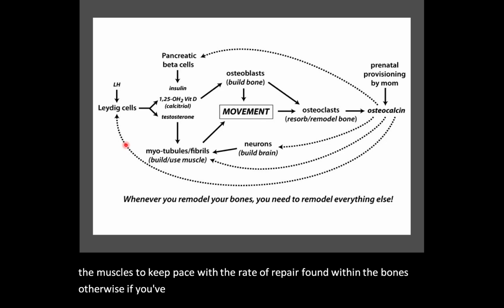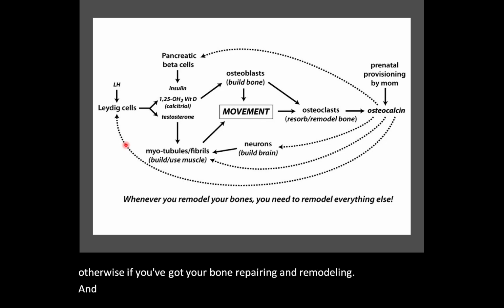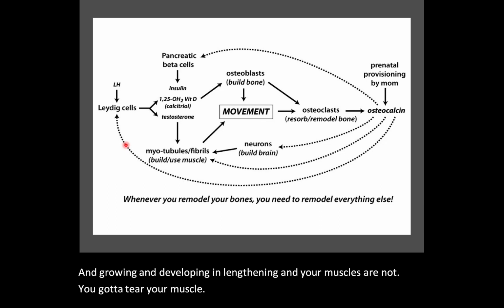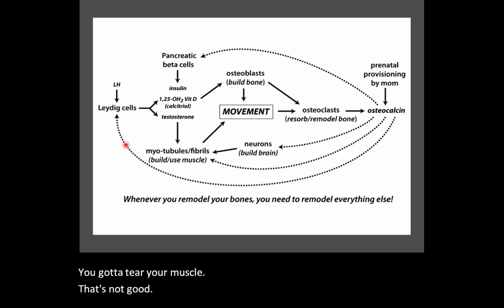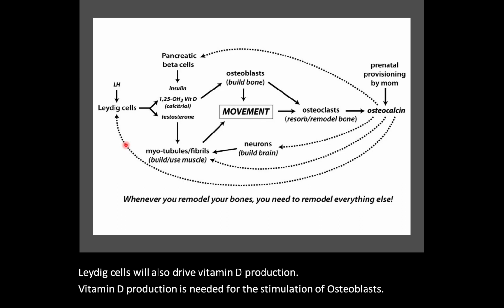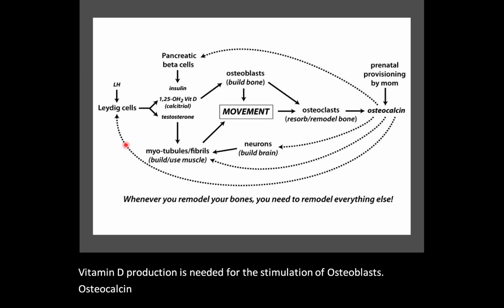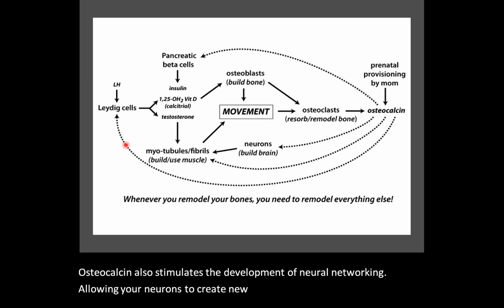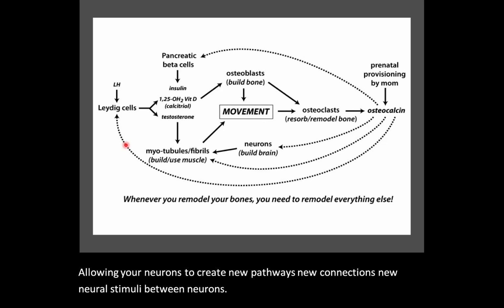Otherwise, if you've got your bone repairing and remodeling and growing and developing and lengthening, and your muscles are not, you're going to tear your muscle. That's not good. Leydig cells will also drive vitamin D production. Vitamin D production is needed for the stimulation of osteoblasts. Osteocalcin also stimulates the development of neural networking, allowing your neurons to create new pathways, new connections, new neural stimuli between neurons to keep up with the rate of growth and development.